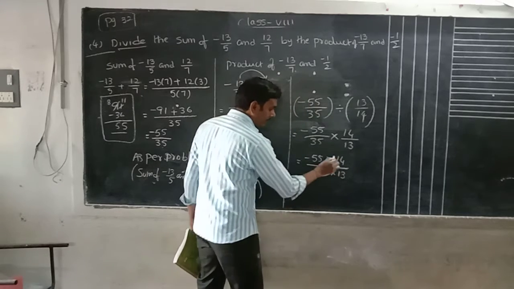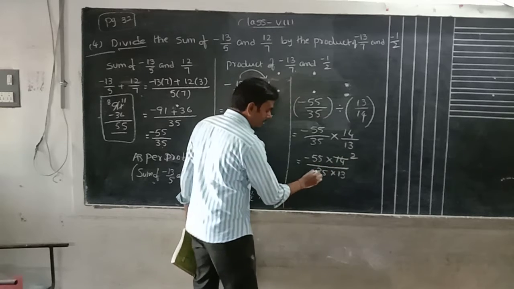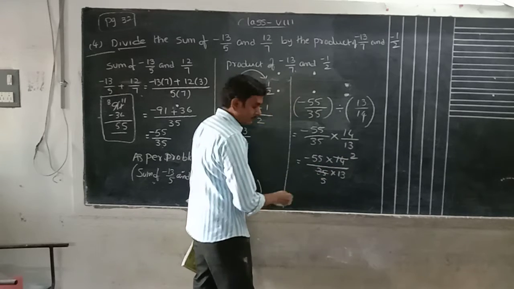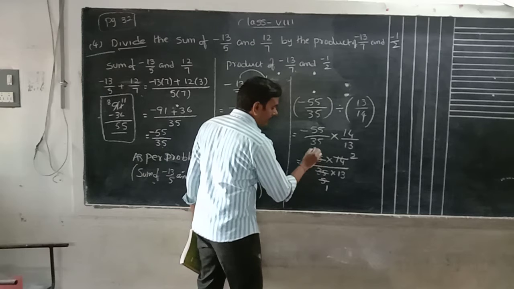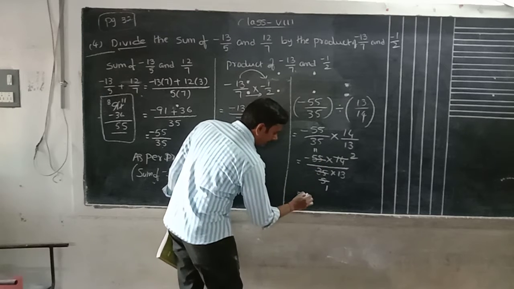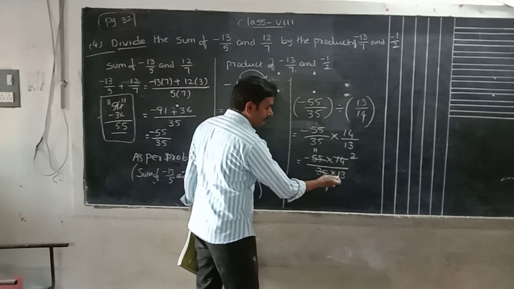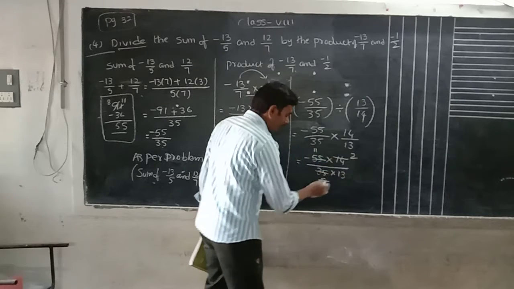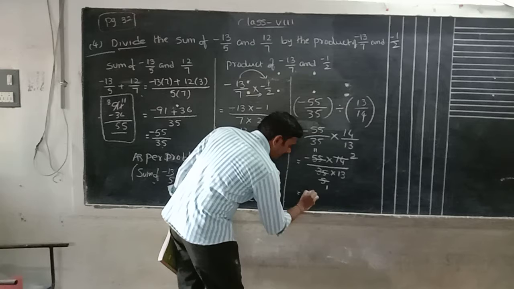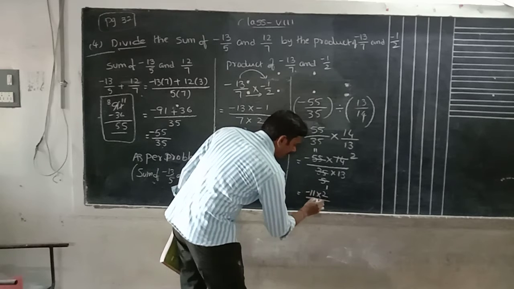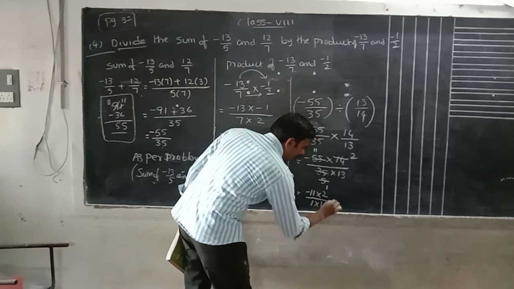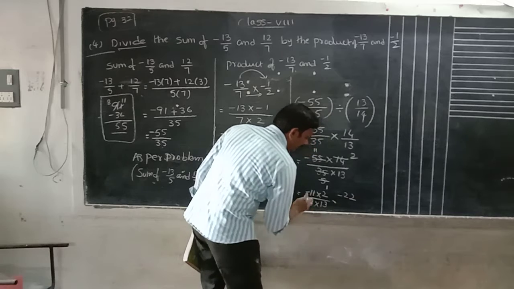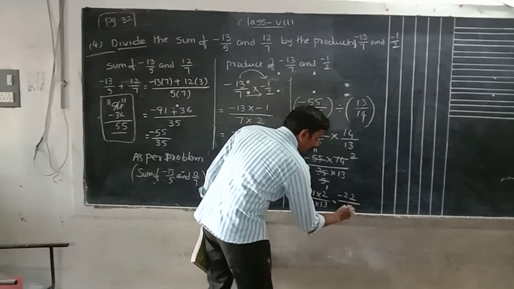Now cancel this one. 7 twos are 14, 7 fives are 35. 5 ones are 5, 5 elevens are 55. What is the remaining? 11. 13 table will cancel, 2 no. The remaining: minus 11 into 2 by 1 into 13. That means minus 22, 11 twos are 22, by 1 thirteen is 13.